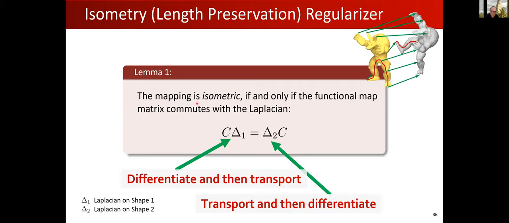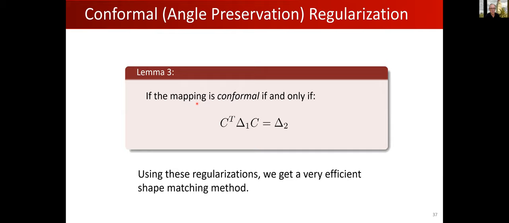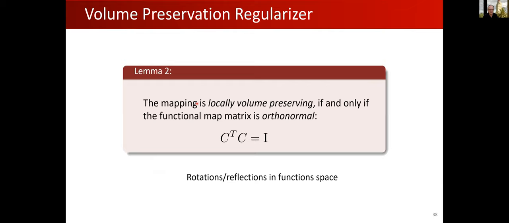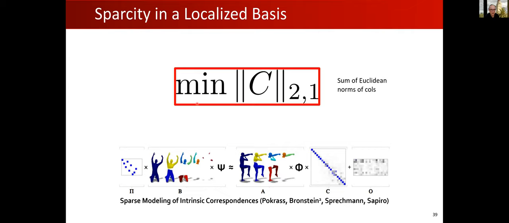It gets more challenging, but one can also do angle preservation for conformal maps, and also volume preservation. This is not a linear constraint, it's quadratic, but it can be enforced as an additional loss. Also, as I mentioned, we often want sparsity because we like sparse functional maps that use a localized basis as much as possible. I will not discuss any details here, just to give the overall framework of computing this map.